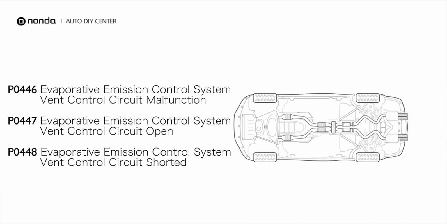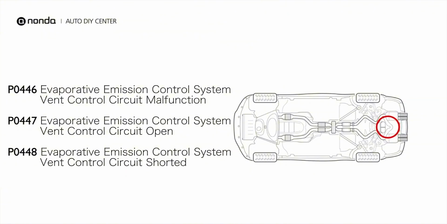Error codes P0446, P0447, and P0448 all indicate issues within the evap system's vent control circuit, which prevents fuel vapors from escaping into the atmosphere. While they share symptoms like a check engine light or difficulty refueling, they specify different electrical faults.